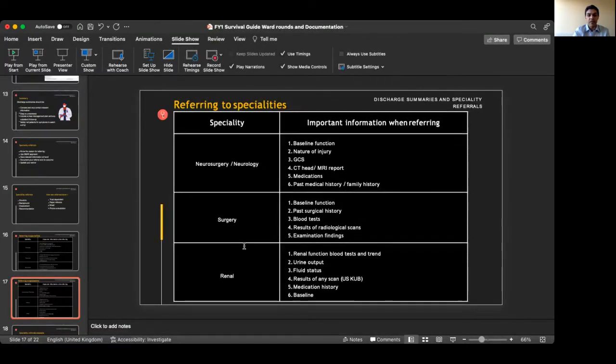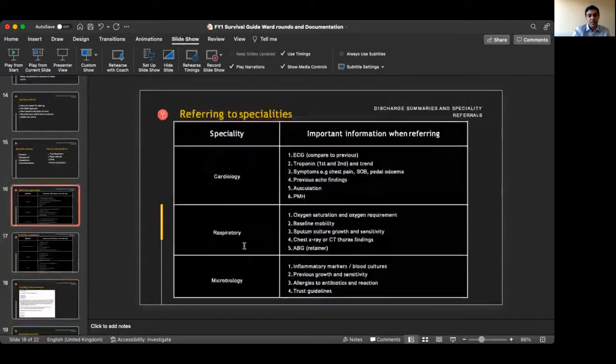Any scans which have been done, so ultrasound KUB is quite a useful one to have if it's been done. So this can potentially exclude some renal causes of AKI, for instance. Medication history for this patient, are they on any nephrotoxics and has this been withheld? And again, the baseline function of this patient. So the reason they might want to know this is, would this patient be a candidate for dialysis if they are considering it?